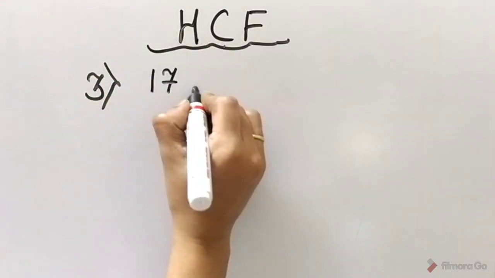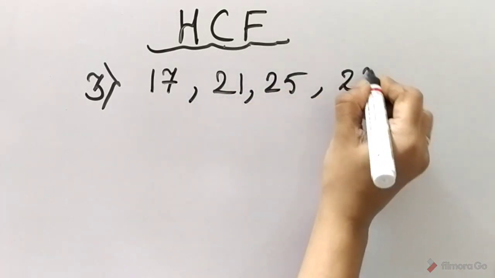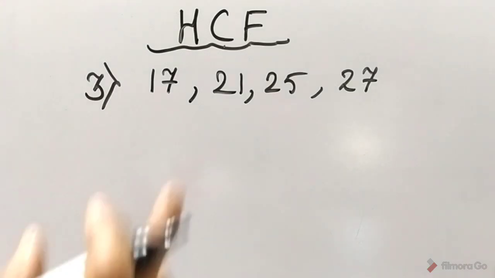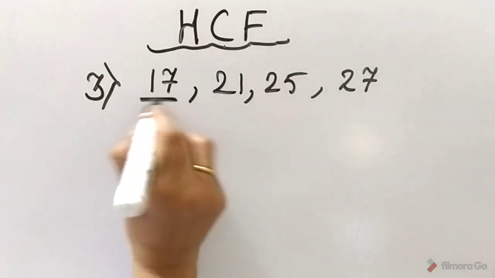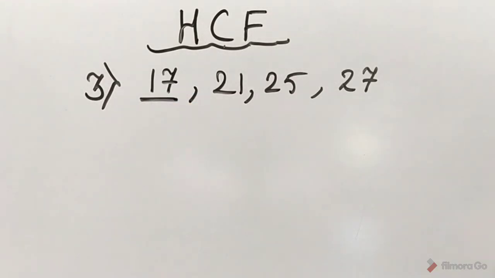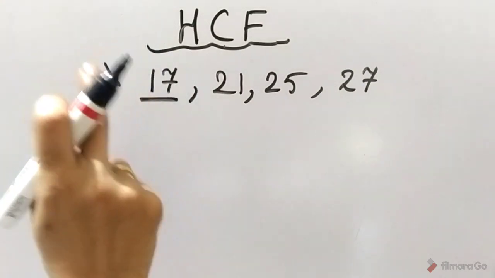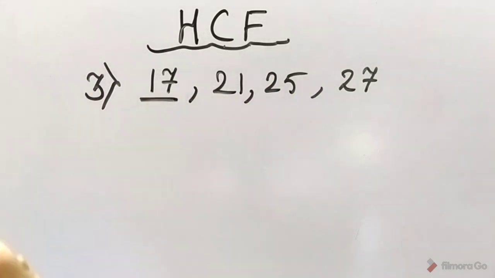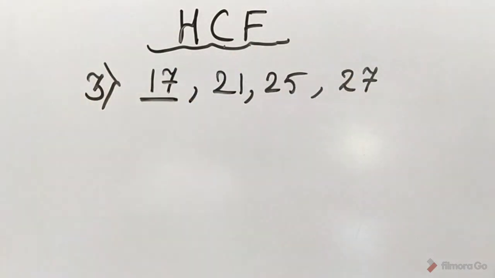Suppose you want to find out HCF of 17, 21, 25 and 27. As I have explained earlier, what will be your first step? You have to select the smallest number from the group. And here the smallest number is 17. Then in the second step, what you have to check? Whether you can divide the remaining numbers from the group with that smallest number. Now you cannot divide 21 by 17. You cannot divide 25 by 17. And you cannot divide 27 by 17.